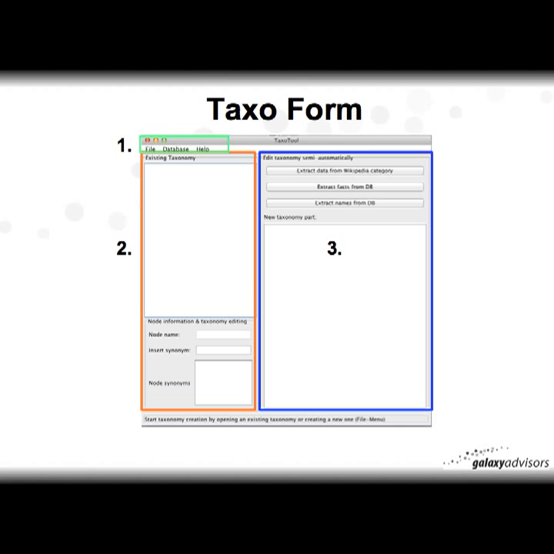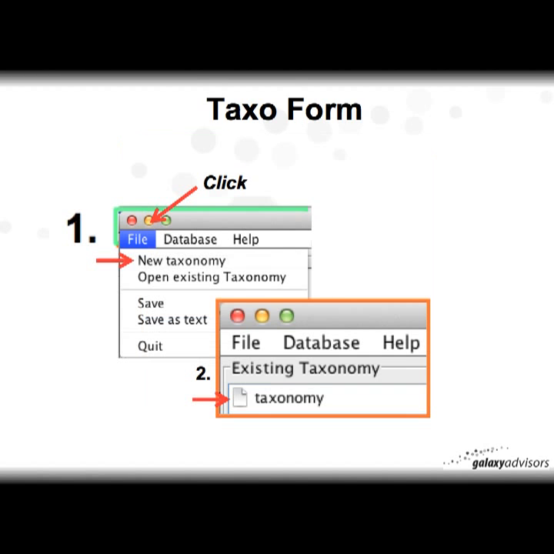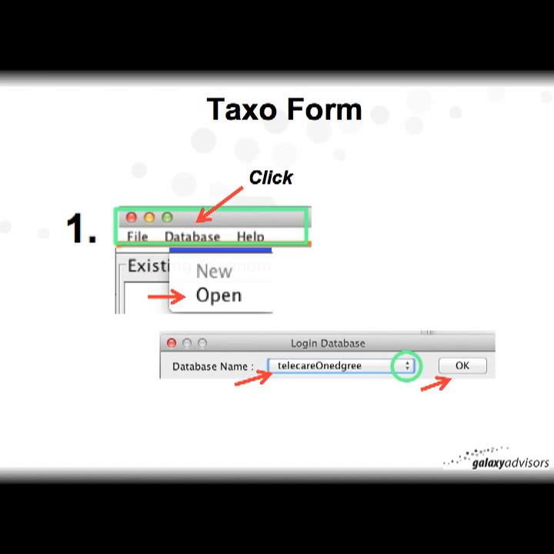So let's go through it one step at a time. We're going to click File, New Taxonomy, and that's going to create a blank taxonomy. And then we're going to click Database and then Open, and I'm going to open that Telecare 1 degree database we just completed and click OK.